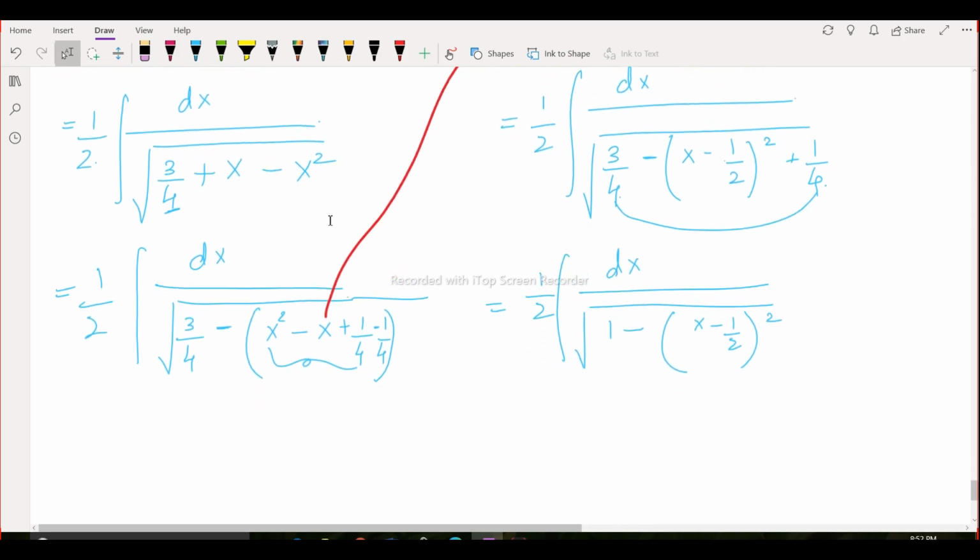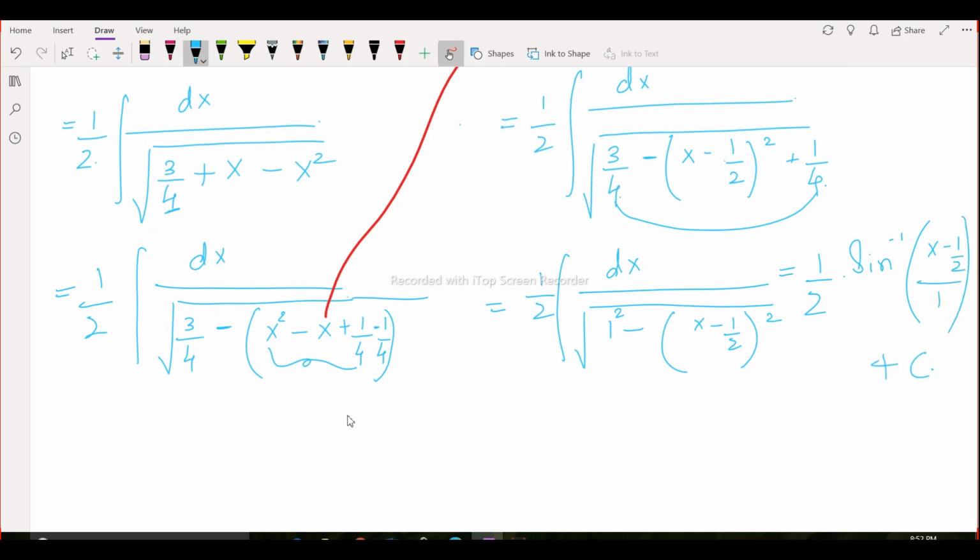So this is dx upon the root of a square minus x square. So this I can write as 1 square minus this. This is the easiest formula which we had. This is actually sine inverse x by a. So 1 by 2 is outside, so sine inverse of x minus half upon 1 plus c. And you got the answer.